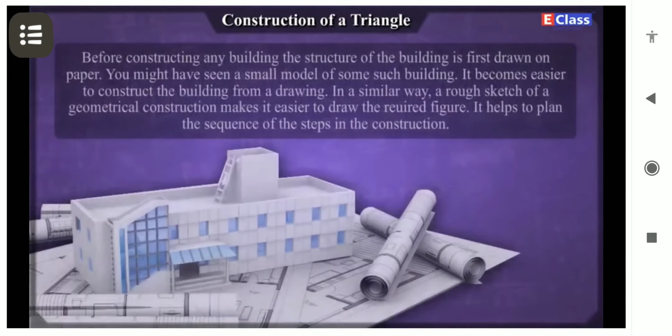Before constructing any building, the structure of the building is first drawn on paper. You might have seen a small model of some such buildings. It becomes easier to construct the building from a drawing. In a similar way, a rough sketch of a geometrical construction makes it easier to draw the required figure. It helps to plan the sequence of the steps in the construction.